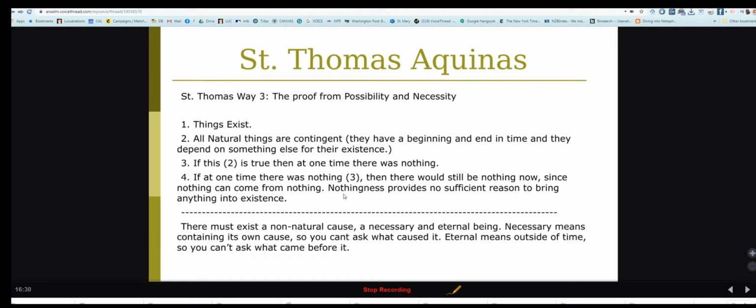So St. Thomas says if at one time there was nothing, then all nothing could do would just sit there and be nothing, because there would be no reason, nothing to bring the Big Bang out of existence, and nothing to bring it out of existence 13 million years ago rather than 20 million years ago or 30 million years ago. So nothingness would provide no sufficient reason to bring anything into existence, and nothing would still be existing. So if there's a world, then there couldn't be a time when there was nothing. So the principle of sufficient reason says you can't get something from nothing.